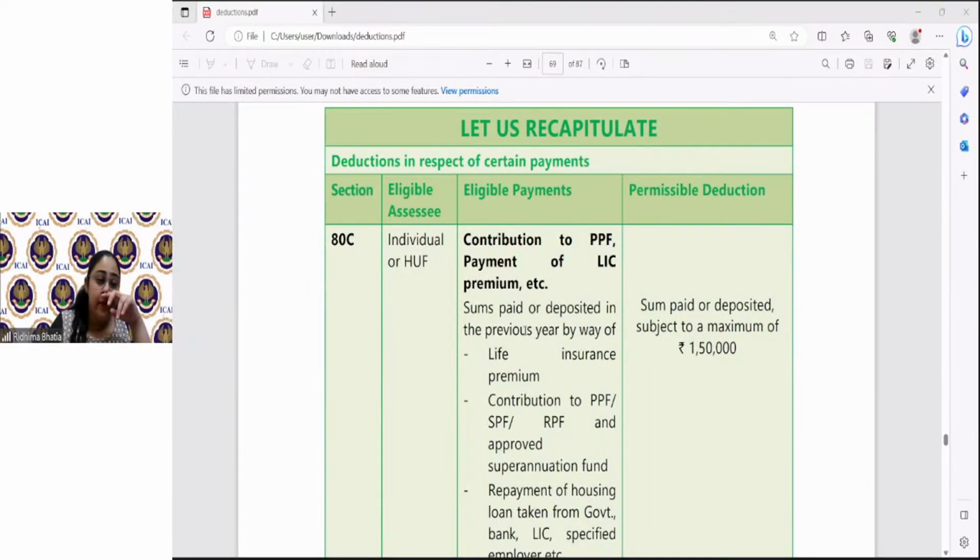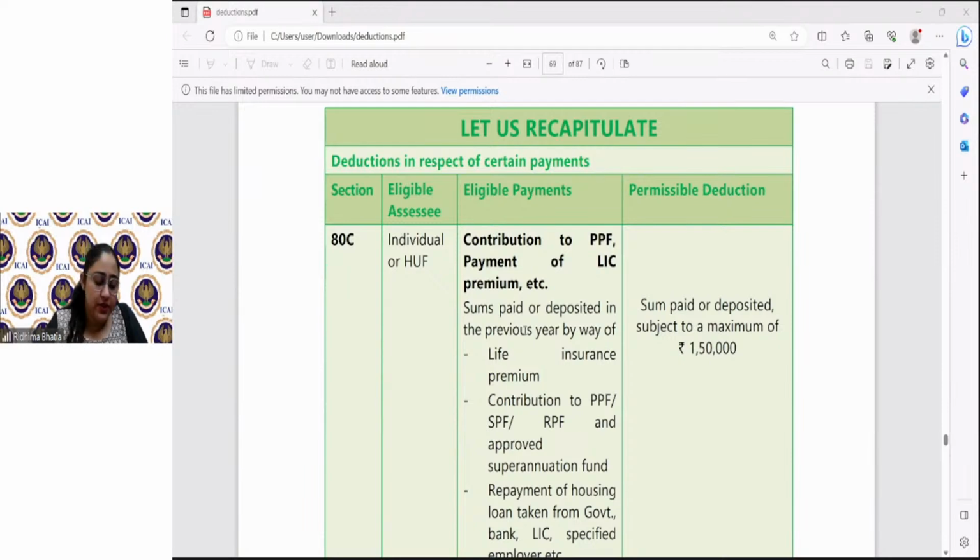What is the maximum deduction? 1,50,000. Then you should remember for whom you can claim the tuition fee, whose life insurance policy premium you can pay, and for whom you can contribute to provident fund and claim the deduction. Those small things you should remember, along with the lock-in period.